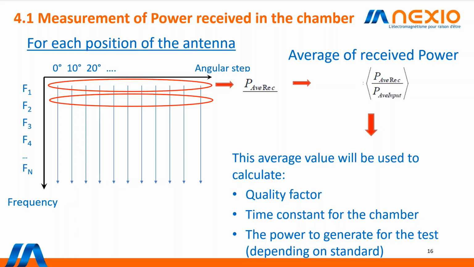This value will be normalized by the forward power. This value will be used to calculate the quality factor, the time constant, and the power to generate for the test. But this value has different names according to different standards. We're going to see it in the next slide.